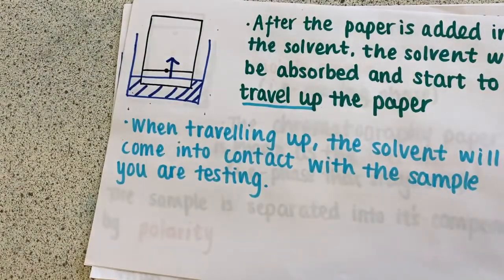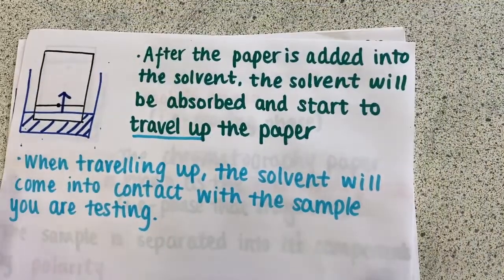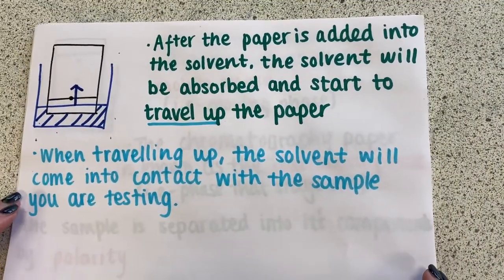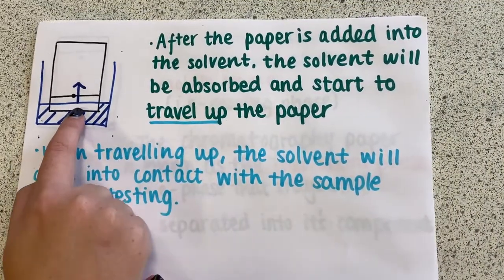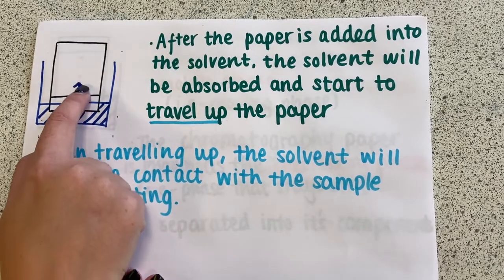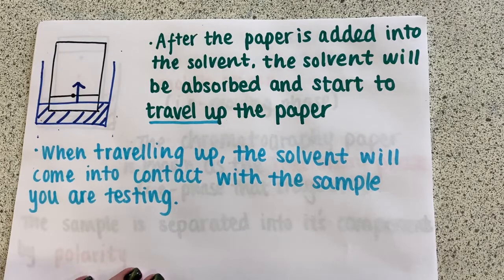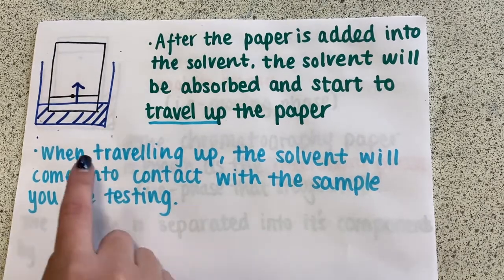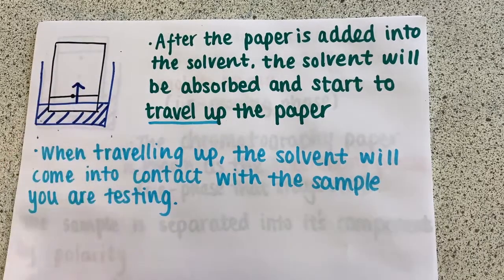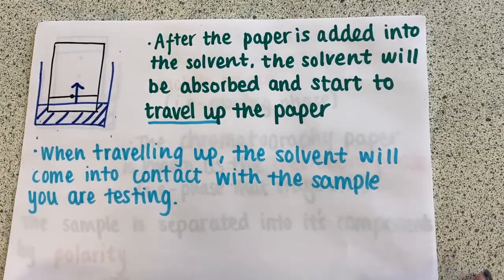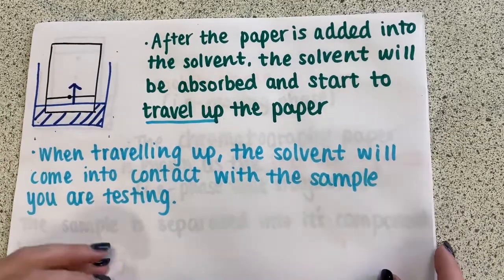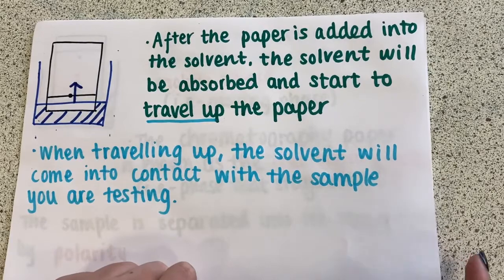After the paper's been added to the solvent, as it's a highly absorbent paper, your solvent will start to travel up your paper. It will be absorbed up the way. When it's travelling up, the solvent will come into contact with your sample as it passes the line that you've dotted it on, and this is where it starts to separate the different components of your sample.